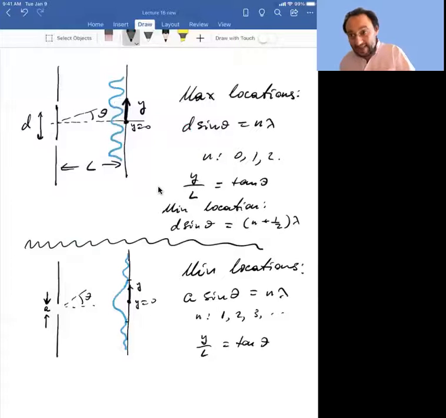One thing that we did talk about so far is that you can use wave aspects in order to predict probabilities of where particle impacts will be found.